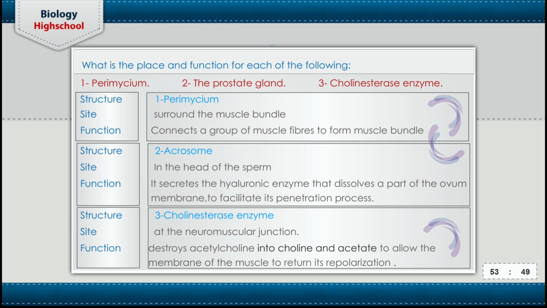But the acrosome is the part of the head of the sperm that is responsible for the secretion of the hyaluronidase enzyme that dissolves the hyaluronic acid which adheres the coat around the ovum to facilitate its penetration during the fertilization process. The cholinesterase enzyme is located at the neuromuscular junction as a site, and it is responsible for destroying the acetylcholine into choline and acetate after performing its function. So it returns the muscle plate from the state of depolarization into repolarization.